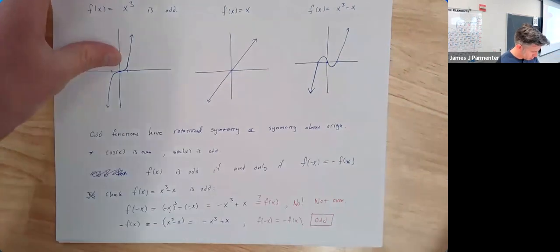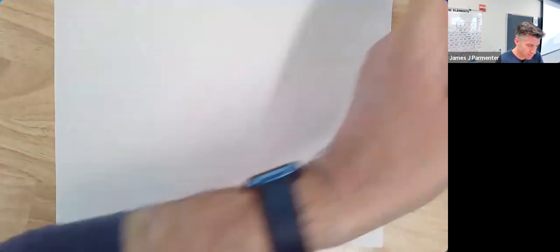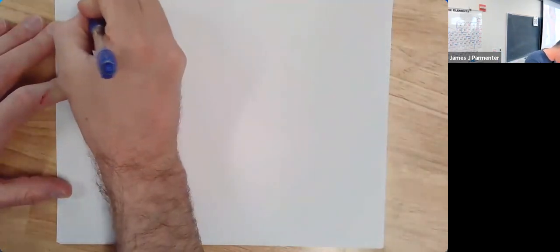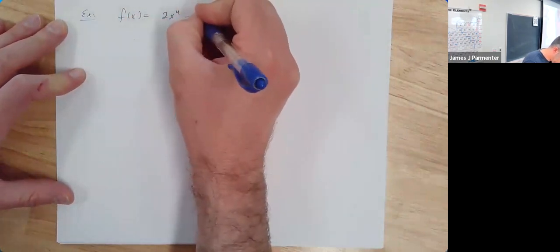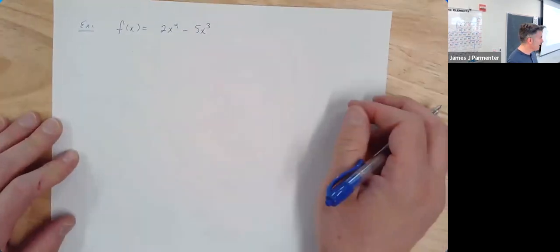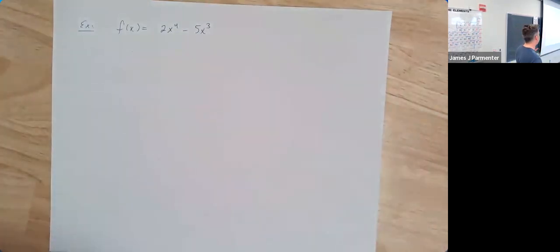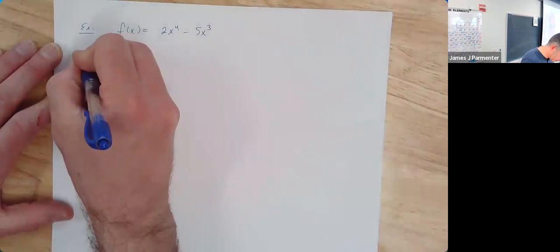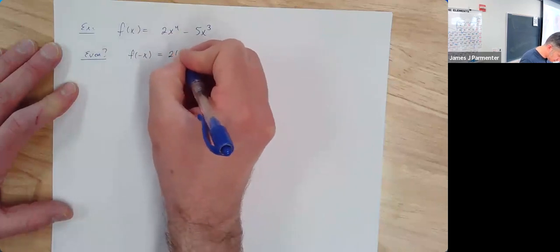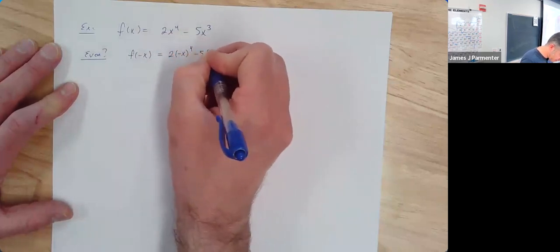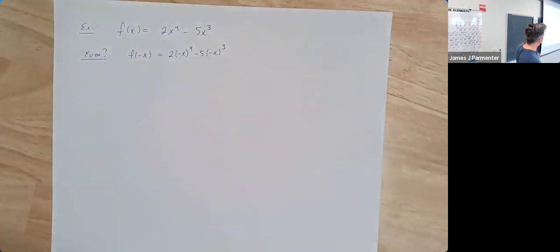For example, f of x equal to 2x to the fourth minus 5x cubed. It's definitely going to be neither, but here's how we would show it. Someone could ask you this sort of question on the exam: determine whether this function is even, odd, or neither. Be sure to show all your work. If you just write neither, it's probably not going to be sufficient. So first I'm going to check for evenness. f of negative x is equal to 2 times negative x to the fourth minus 5 times negative x to the third.